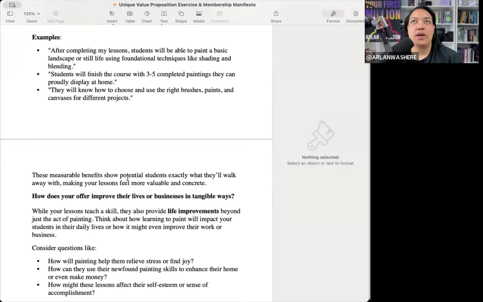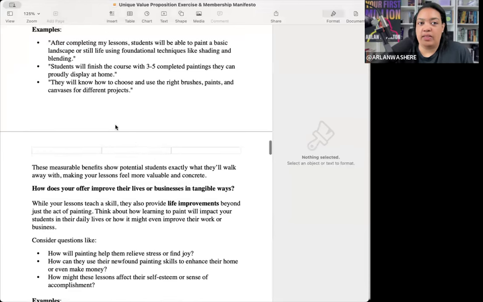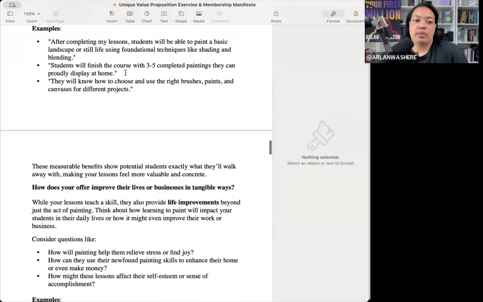And I can't stress enough how important it is to have a transformation. We talk a lot about transformations inside of Arlan's All Access, and I'll tell you so much more inside of it. But it is the core of what you're doing. Okay. And students will finish the course with 3 to 5 completed paintings that they can proudly display at home. Like these are cool things that people can have that transformation.